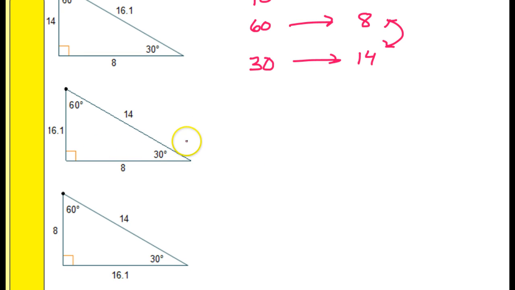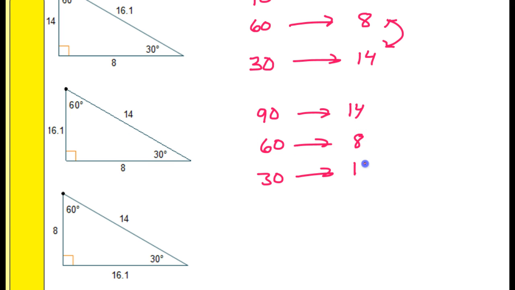Let's look at the next triangle. Again, we've got the 90, the 60 and the 30. Across from the 90 is the 14, across from the 60 is the 8, and across from the 30 is the 16.1. These should be in order from biggest to smallest, just like the angles. Clearly they are not. The biggest side is across from the smallest angle. That's nonsense, so that can't be the answer either.